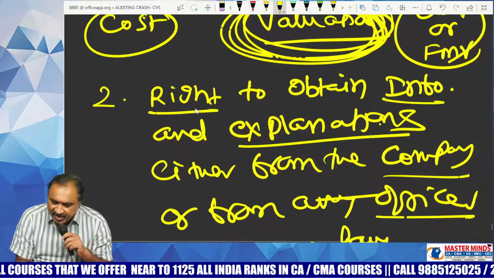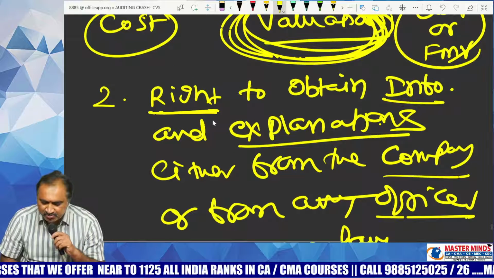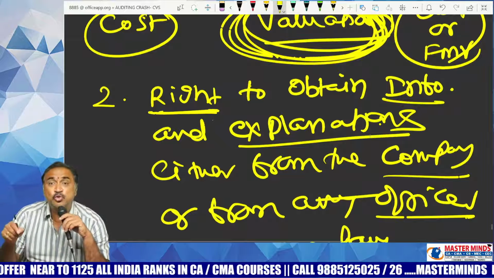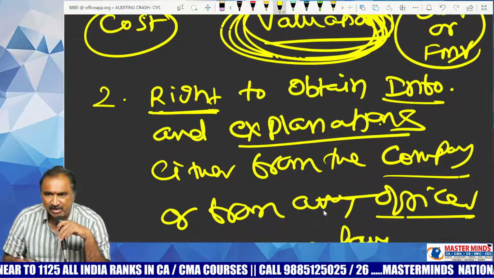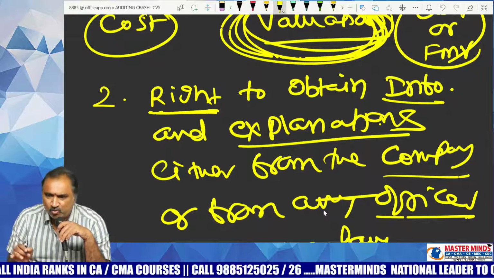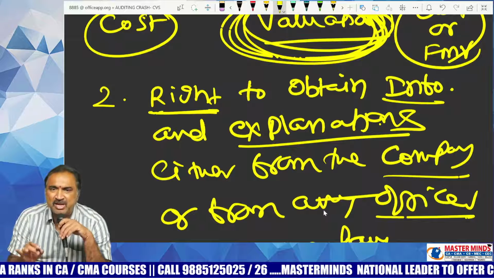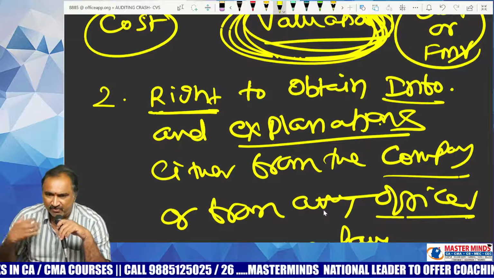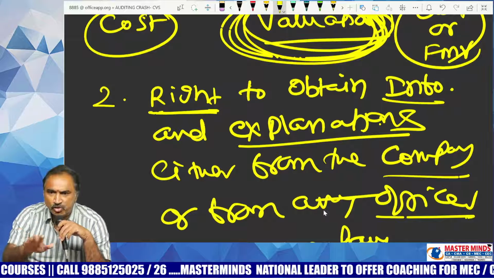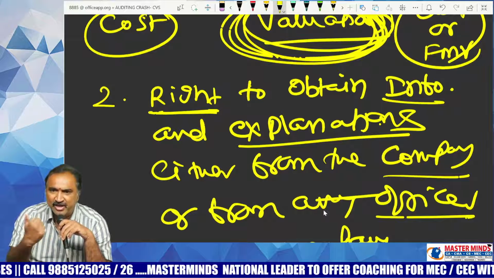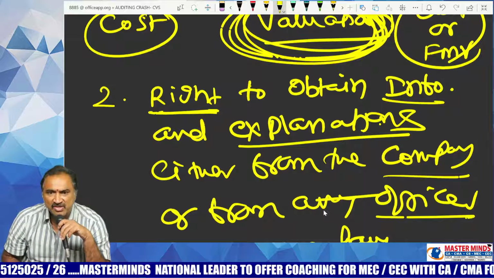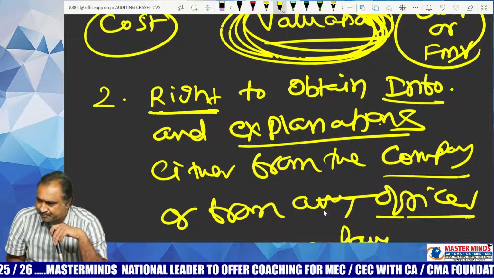Since getting information and explanations is a right given to the auditor, it becomes a duty on the part of the company. It becomes a duty on the part of every officer of the company to provide such information and explanations as required by the auditor. One's right is others' duty. Getting information is a right given to the auditor. Providing that information is a duty on the part of the company as well as on the part of every officer of the company. Right?